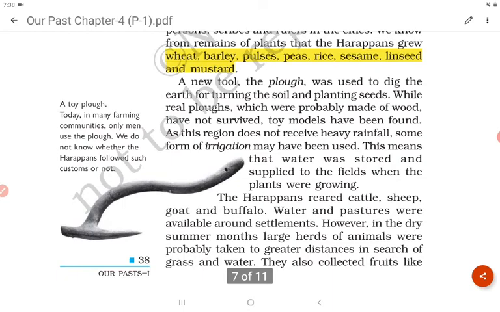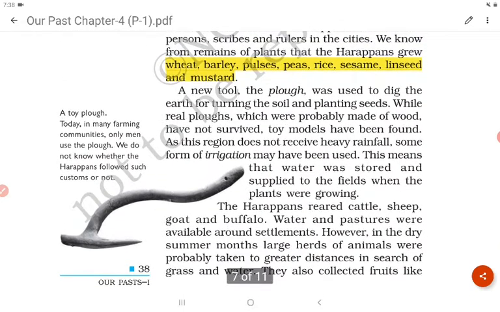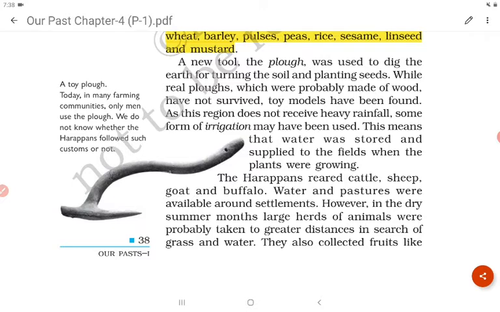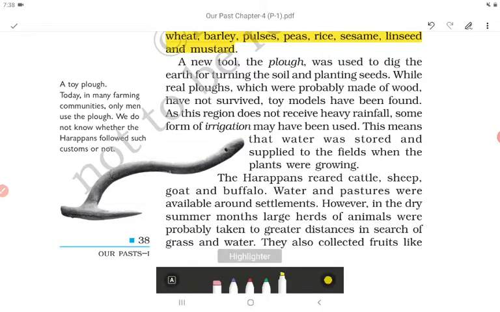A new tool, the plough, was used to dig the earth for turning the soil and planting seeds. While real ploughs, which were probably made of wood, have not survived, toy models have been found. As this region does not receive heavy rainfall, some form of irrigation may have been used. This means that water was stored and supplied to the fields when the plants were growing.